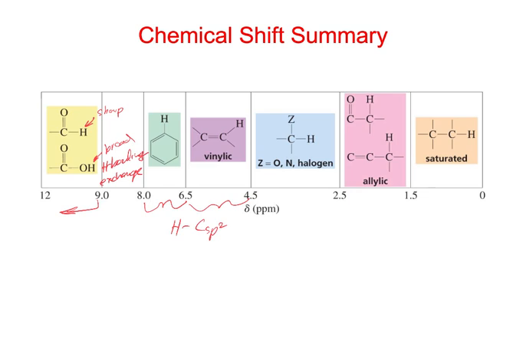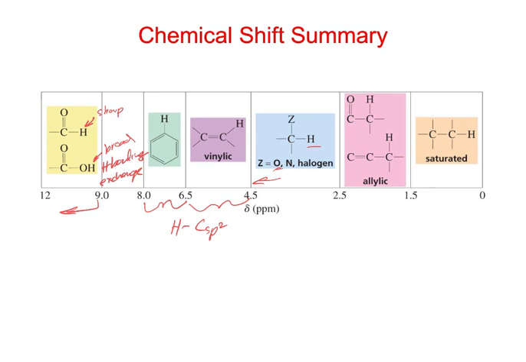Okay? In this middle range are usually protons on atoms that have an electronegative atom on them, and these are what we looked at first. Their position within this range depends upon how electronegative that group is. So, if it's an oxygen, it's going to be more on the downfield side here. If it's nitrogen or a weaker halogen, it might be on the upfield side.